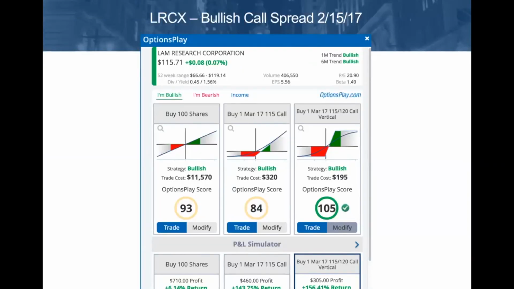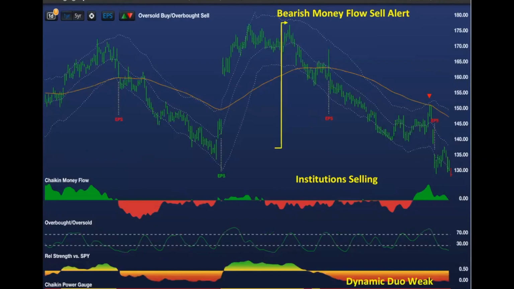So let's look at another pattern with Chaikin money flow that we alluded to when we looked at Under Armour. We call it the bearish money flow sell alert. We've been teaching this to institutional investors since 1982. It is perhaps the only pattern I know, other than the doji candlestick pattern, that will enable you to sell a stock at a high with a great degree of confidence that you're not leaving a lot on the table.